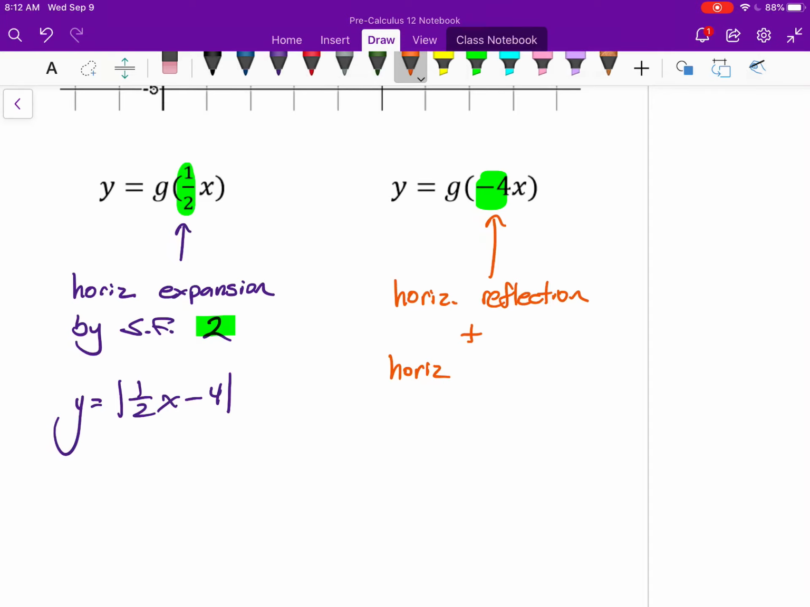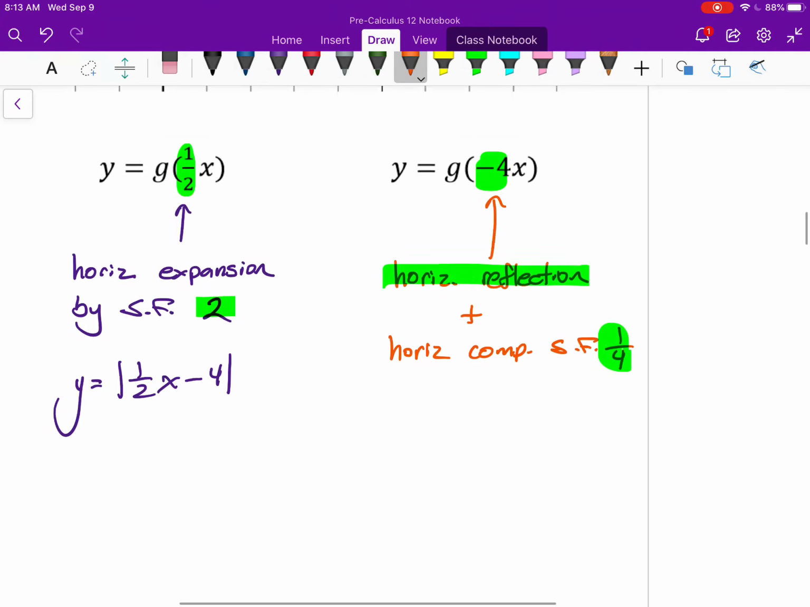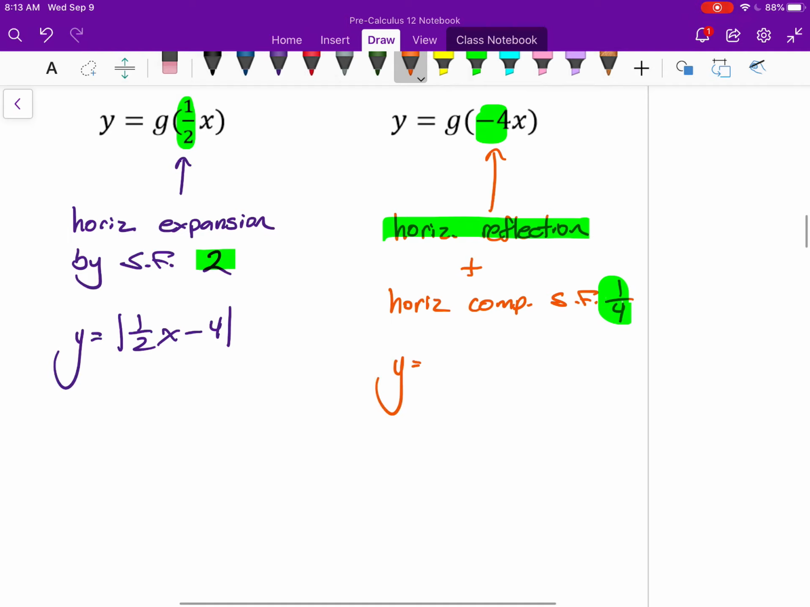Remember, the scale factor is going to be the reciprocal of 4. So the scale factor is going to be a quarter, which is less than 1, which means this is a horizontal compression, by a scale factor of 1/4. So the negative we see in front of the 4 tells me there's the horizontal reflection. The 4 tells me the scale factor. And so let me write the equation. So the equation is the absolute value of negative 4x, take away 4.